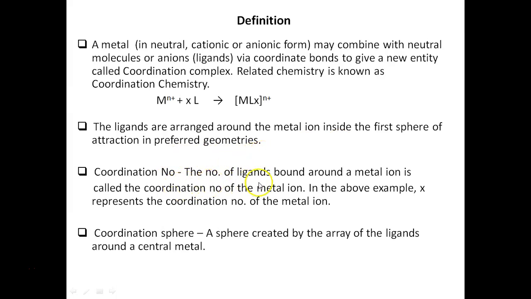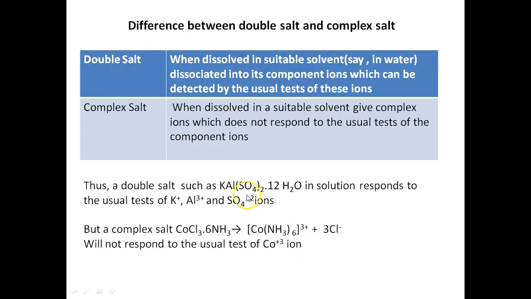Coordination number: the number of ligands bound around the metal ion is called the coordination number, and the coordination sphere is created by the array of ligands around the central metal. At this point, we should have a clear idea about the double salt and the complex salt and their differences. When a double salt is dissolved in a solvent, it gives the test of the corresponding cations and anions, but when a complex salt is dissolved in a solvent, it does not respond to the test of the metal ion because it produces a complex ion.